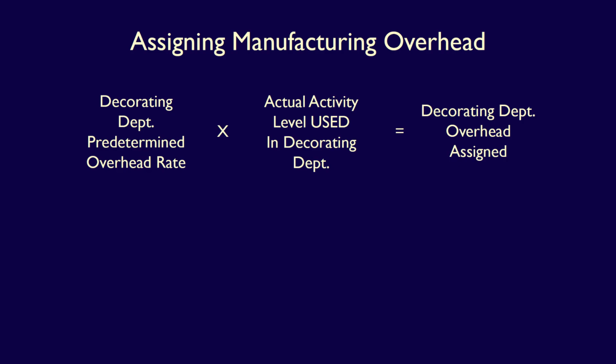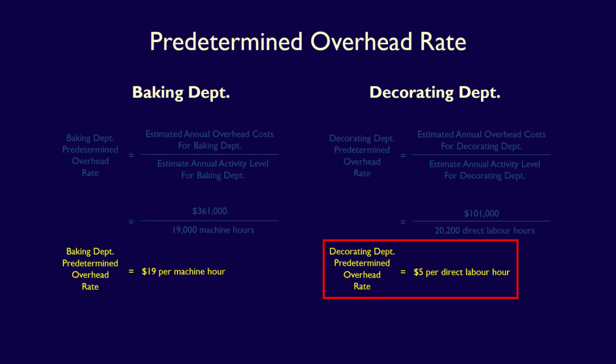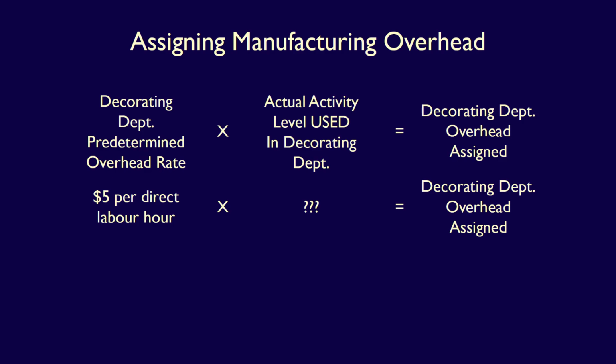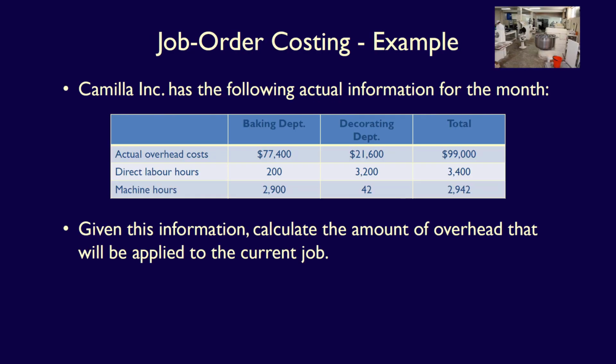Let's now do the same calculation for the decorating department to determine the overhead to assign to the job. We already have the application rate, $5 per direct labor hour, so we can place that into the formula. However, we still need the actual activity level used in the decorating department when they made these cakes, and we get that from the question.